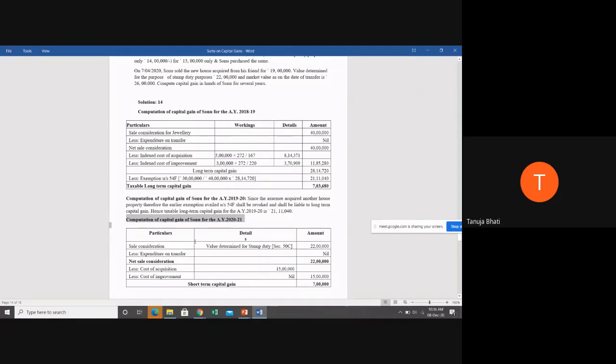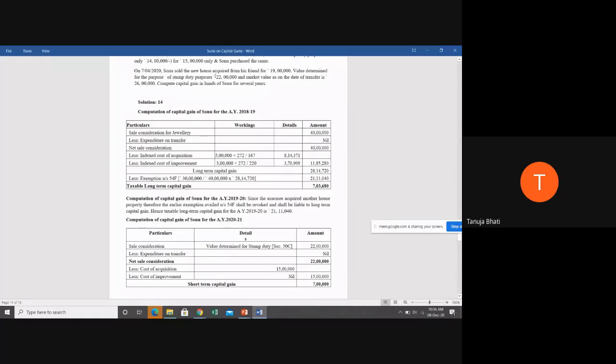He is selling the property. See, on 7/4/2020, Sonu sold the new house. He's selling for a lesser amount when compared to the stamp duty value, so sales consideration should be taken as per the stamp duty valuation. Therefore, sales consideration will be the value determined for stamp duty purpose, 22 lakhs. Less expenditure on transfer is nil. Net sale consideration is 22 lakhs.